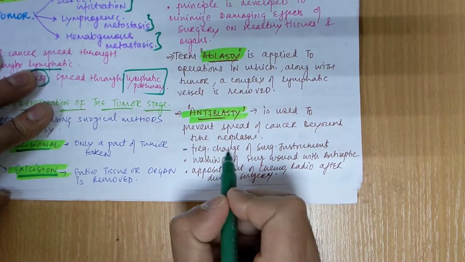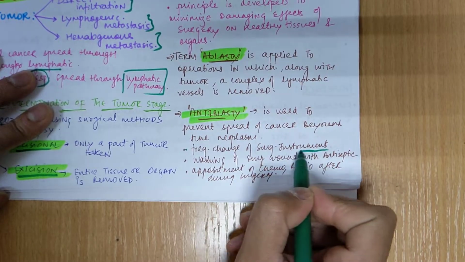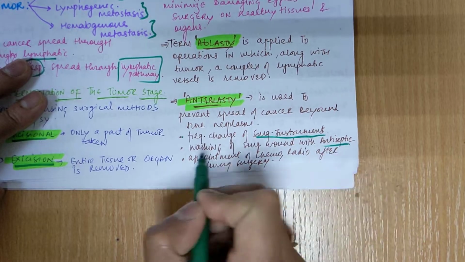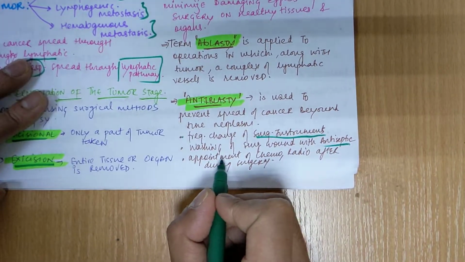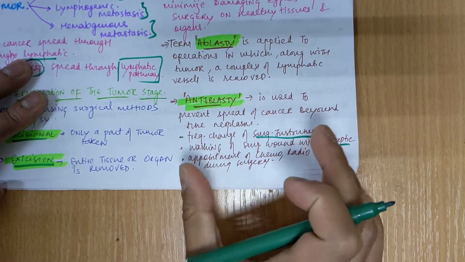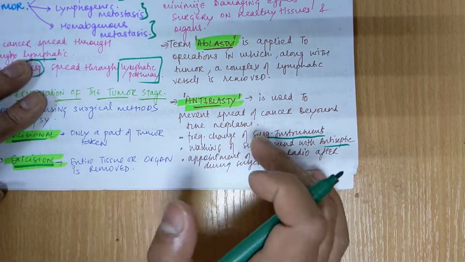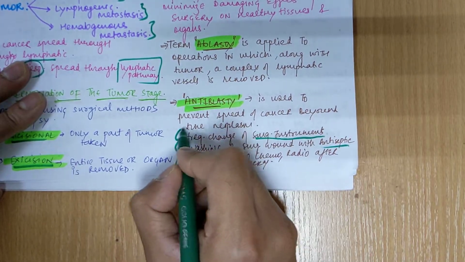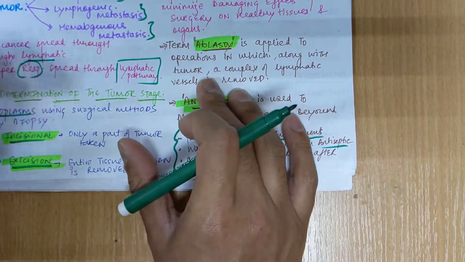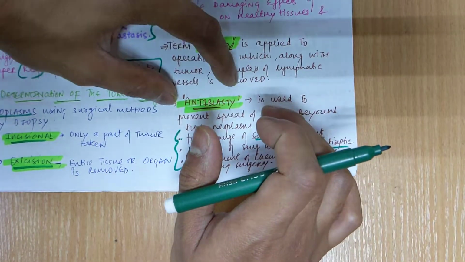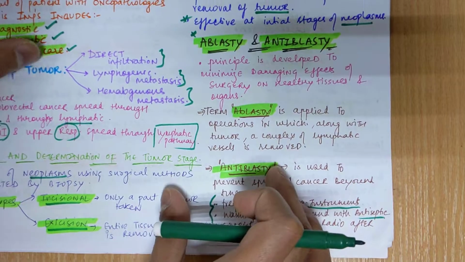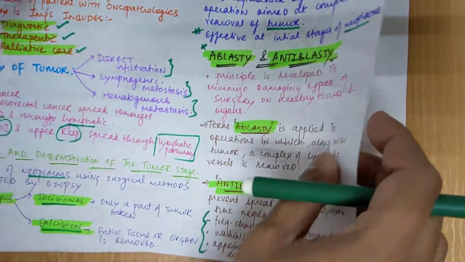You can prevent this by frequently changing surgical instruments during the surgery, washing the surgical wound with antiseptic solutions, and appointing chemo, radio, and similar therapies before the surgery, during the surgery, or after the surgery. So these three points you should remember to prevent the spread of cancer while doing the surgery. That is called antiblastics, and if it is not prevented, then that term is called ablastics. So this is the main method.